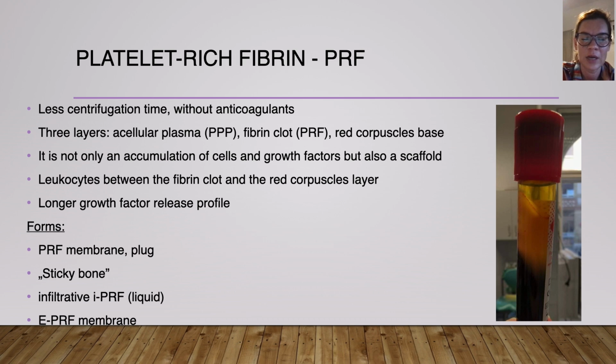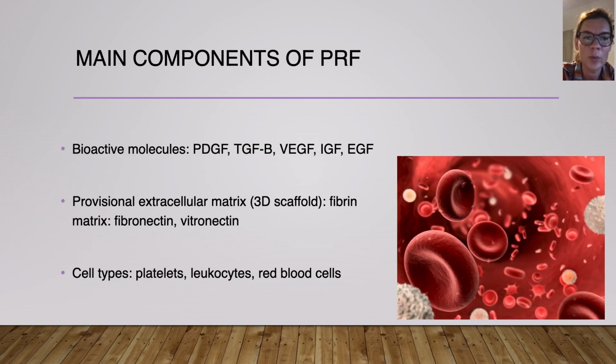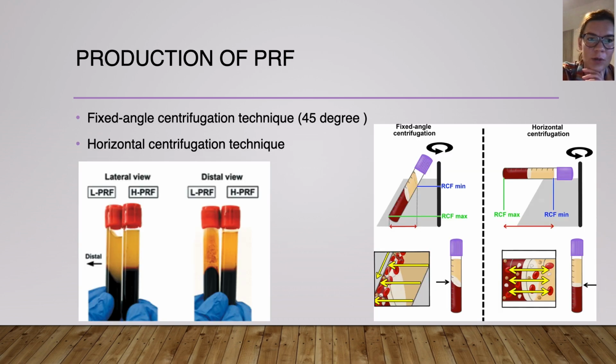There are several types of forms of the PRFs. So the main components of the PRF are the bioactive molecules, so the growth factors, which are essential for the wound healing and for the bone healing. They have a scaffold because the consistency is gel form, and also they have the cells, the platelets, and the leukocytes, which are also very important in the soft tissue and in the hard tissue regeneration.